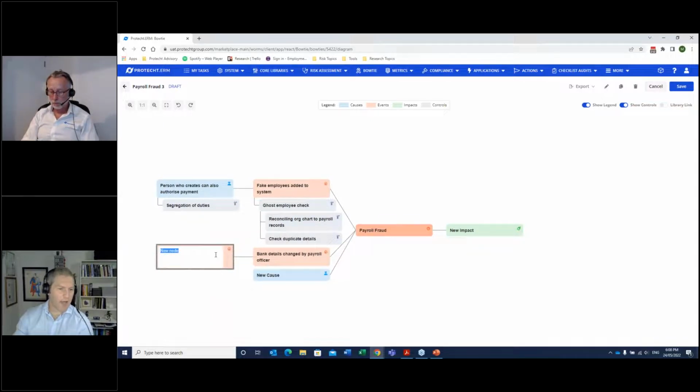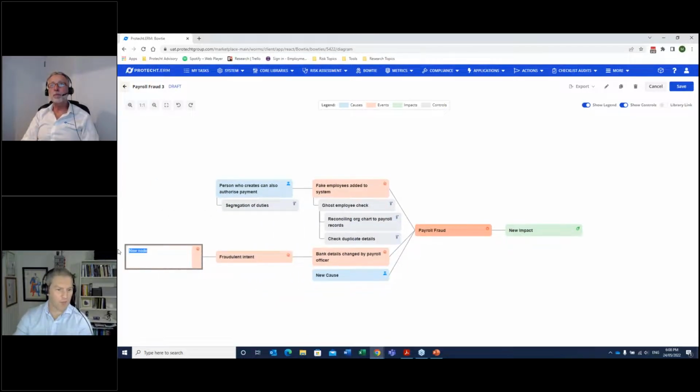Why might they do that? Well, they have fraudulent intent. And we can really go back, I guess, as far as you deem necessary and what's within your control. So, well, why do they have fraudulent intent? Well, one reason they might have fraudulent intent is because of their personal situation, which we might deem to be a key cause, but also might be that they're disengaged.